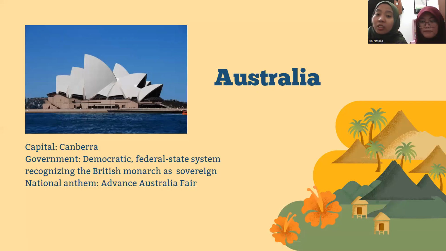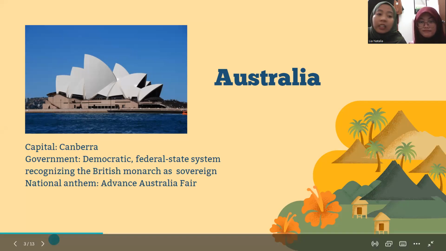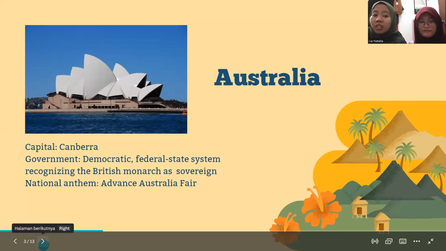The next is Australia. The capital of Australia is Canberra. The government is a democratic federal state system that recognizes the British monarch as sovereign, and the national anthem is Advance Australia Fair.